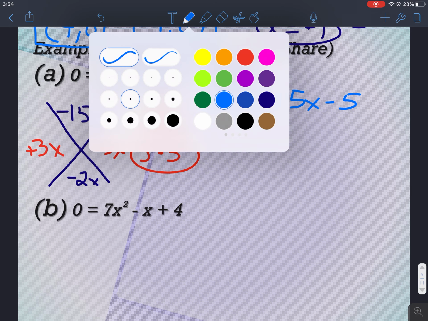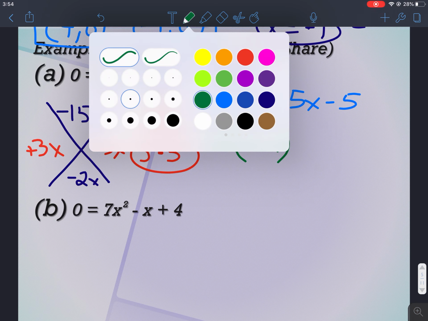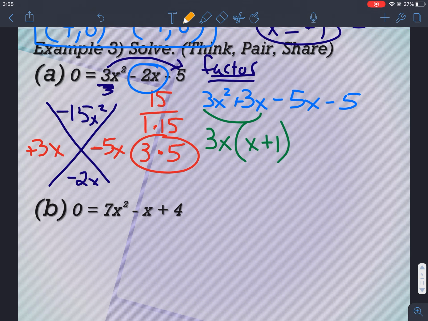And then I can factor by grouping. The first two terms have a 3x in common. So if I factor out a 3x, this can be written as 3x times the quantity x plus 1. Ideally, I need an x plus 1 somewhere in the negative 5x minus 5. And that will occur if I decide to factor out a negative 5. And I'll be left with x plus 1.